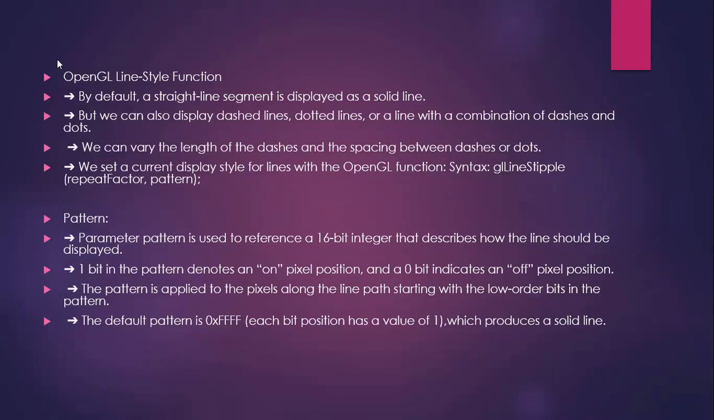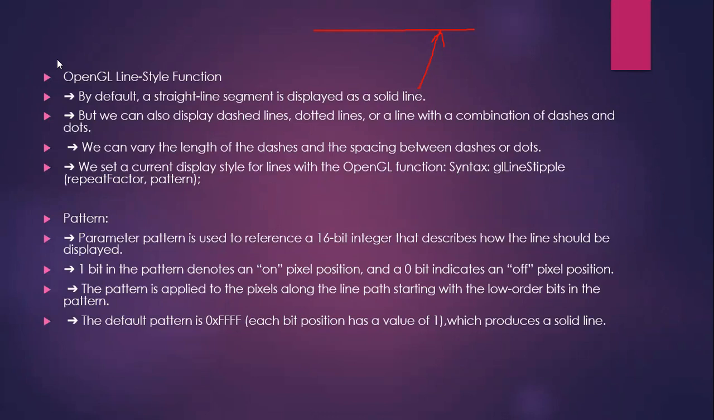So under OpenGL line attribute functions, we have one more, the OpenGL line style function. By default a line segment is displayed as a solid line. If you don't specify anything, a line will be represented as a solid line. Solid line means this one. But we can also display dashed lines or dotted lines, or a line with a combination of dashes and dots. We can vary the length of the dashes and the spacing between the dashes or dots.